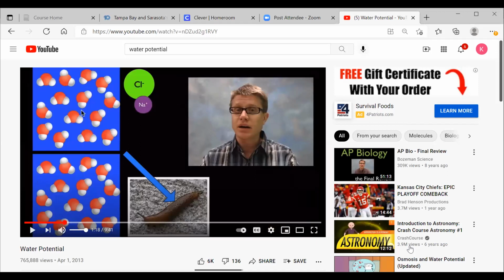So I want you to look at the blue box on the top. How many water molecules are there in the blue box on the top? Count them up. 14. How many are there on the bottom? There are also 14. So their concentrations are equal. The amount of water is equal. We'll get to that equality in a little bit.